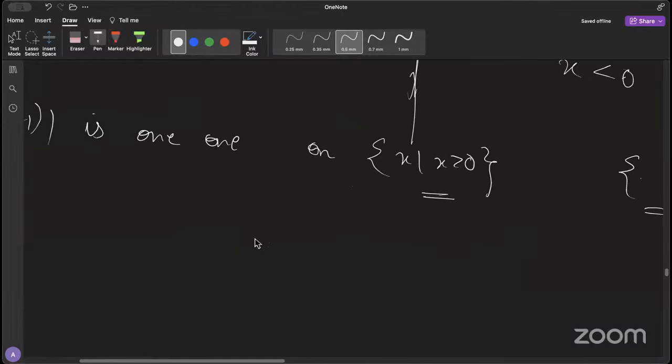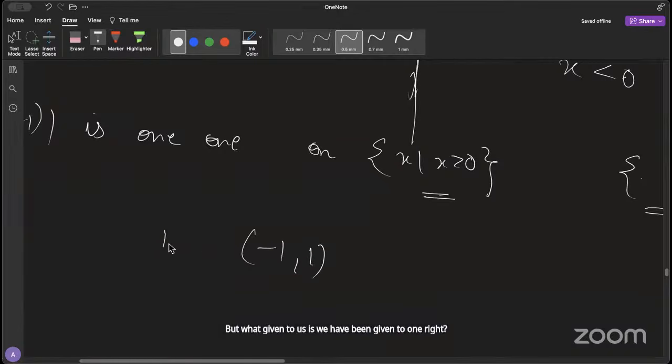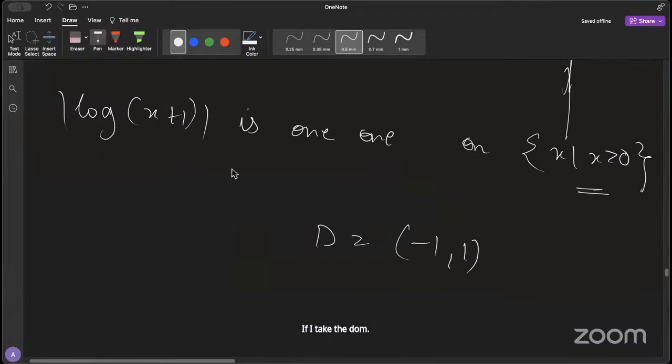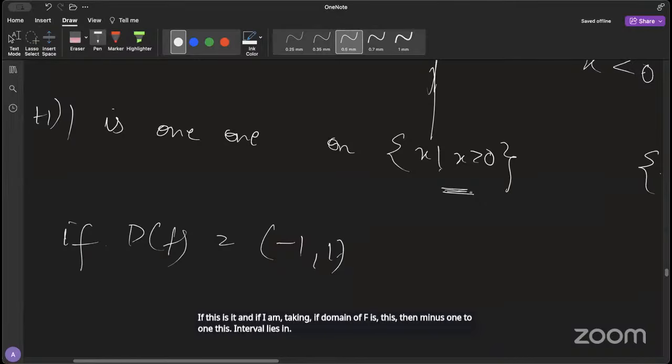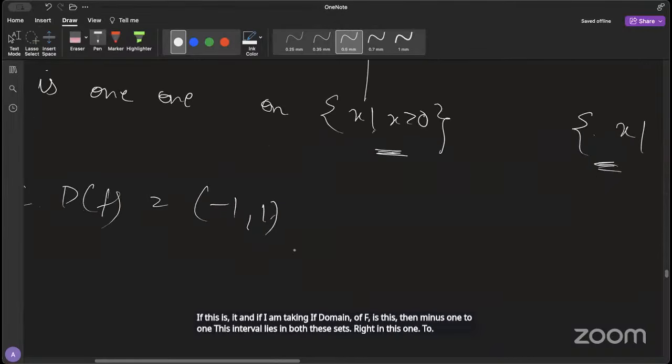But what's given to us is -1 to 1, right? If I take the domain of this function f to be this, then the interval -1 to 1 lies in both these sets, in this one too and in this one too. That means it's not 1-1. Is that okay?